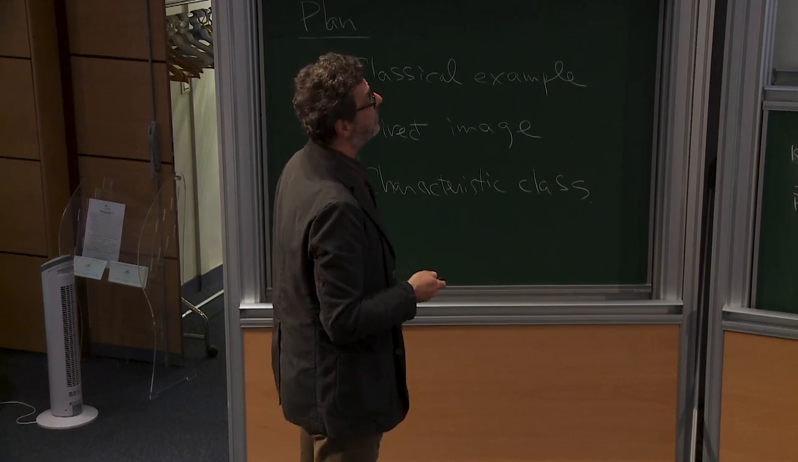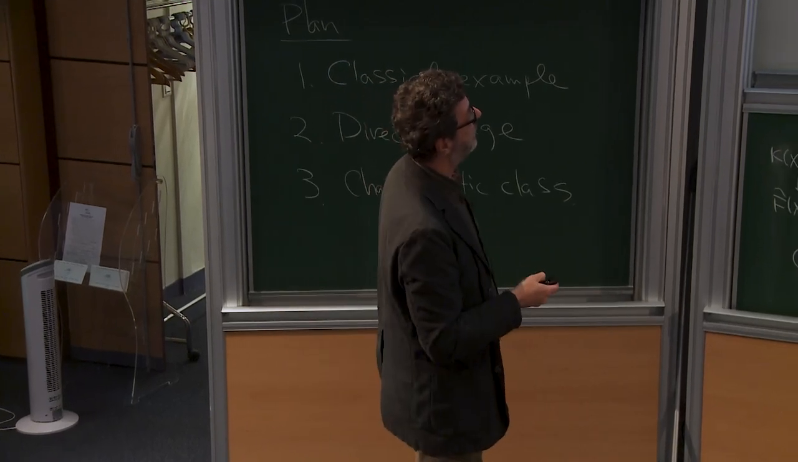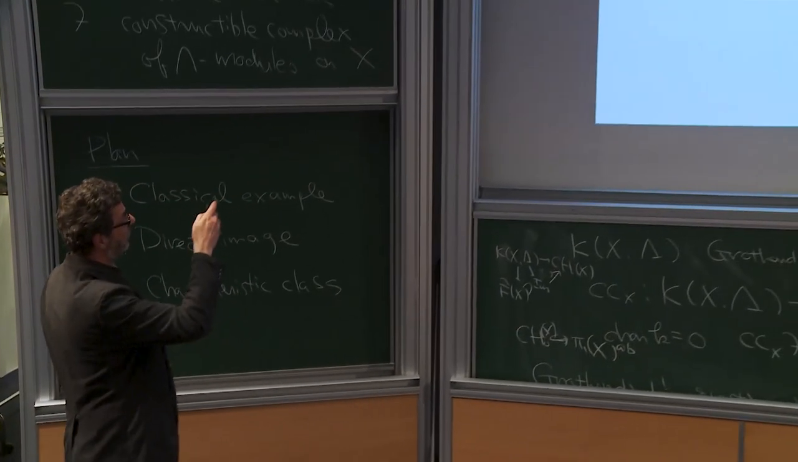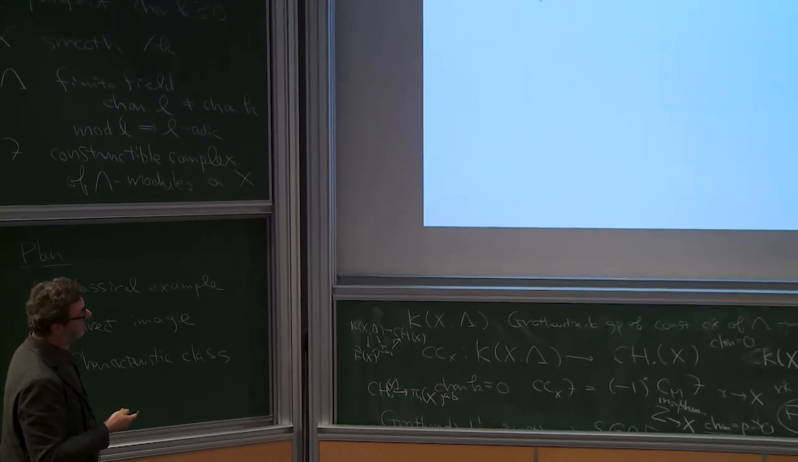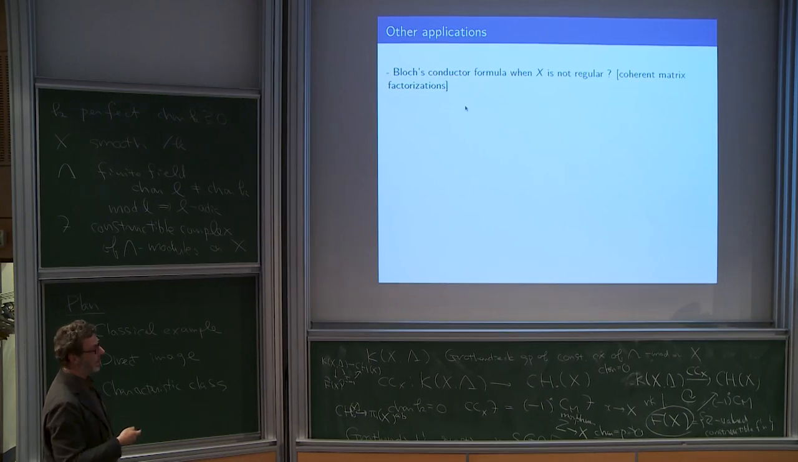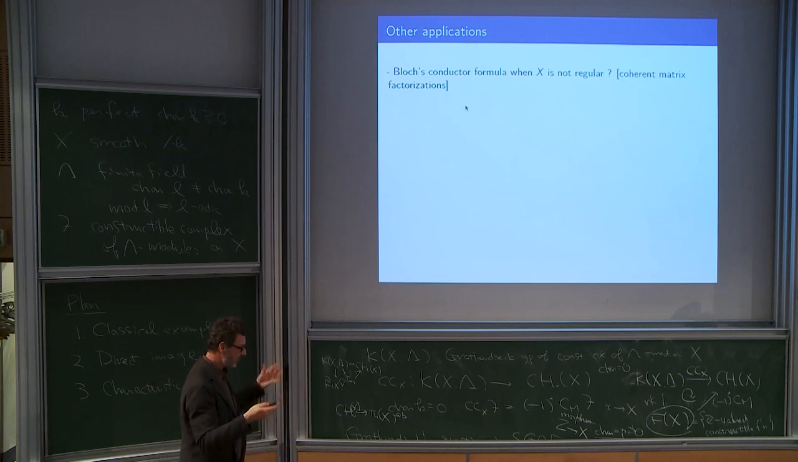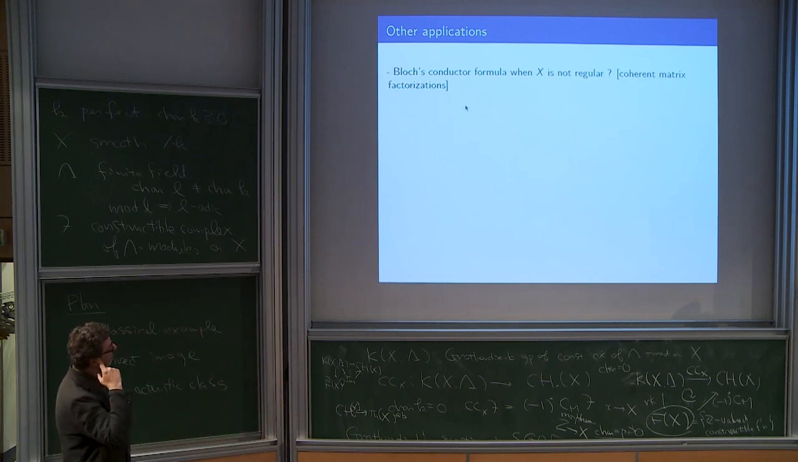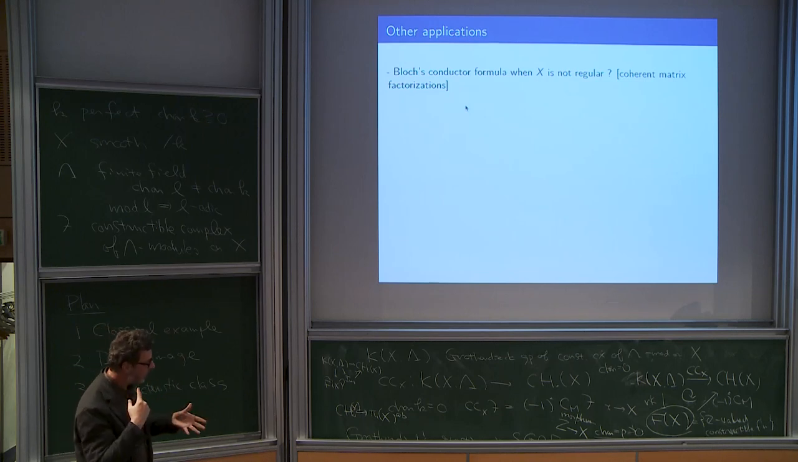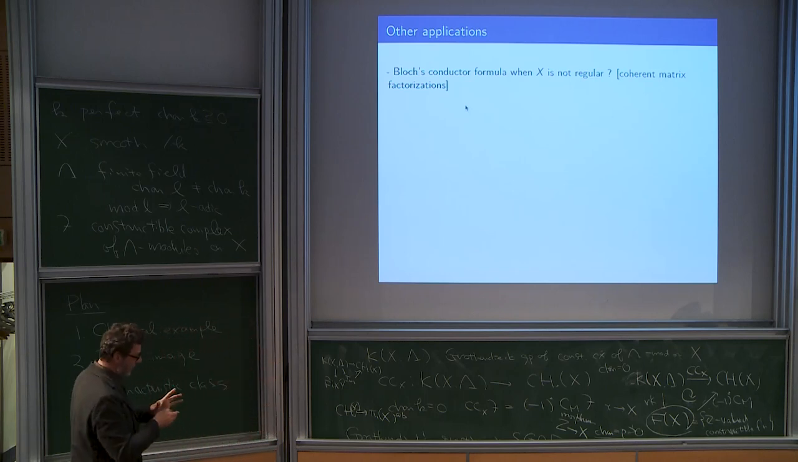And I wanted to finish by mentioning a few applications, other applications that we have in mind. This is getting wilder and wilder as I go down. The first thing is, what is the Bloch conductor formula when X is not regular? So what is the formula? Maybe it's not true as it's stated, but there should be some formula. With this approach, we can say something, because we know that in the non-regular case, we can use coherent matrix factorizations. So we can at least guess what the formula is and maybe try to prove it.